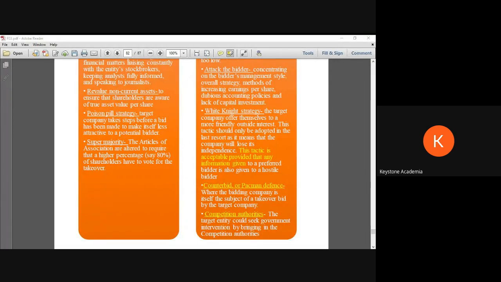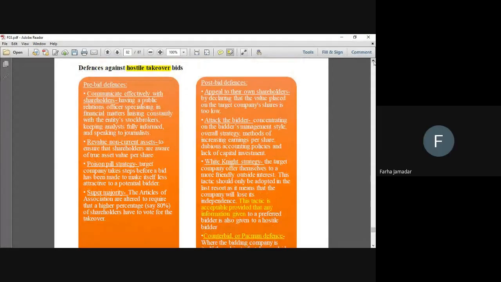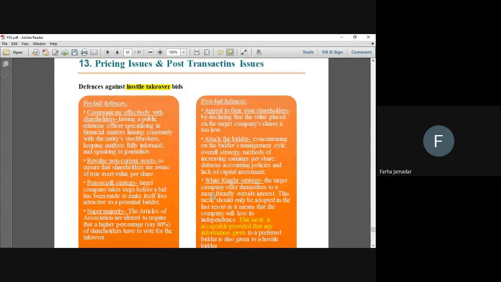So this is pre-bid and that is post-bid. Any confusion here? No. Okay. Again, all of these are suggestions. Companies can do beyond that also. There is no thumb rule or any law that we should only do this. But these are certain things which are more acceptable.